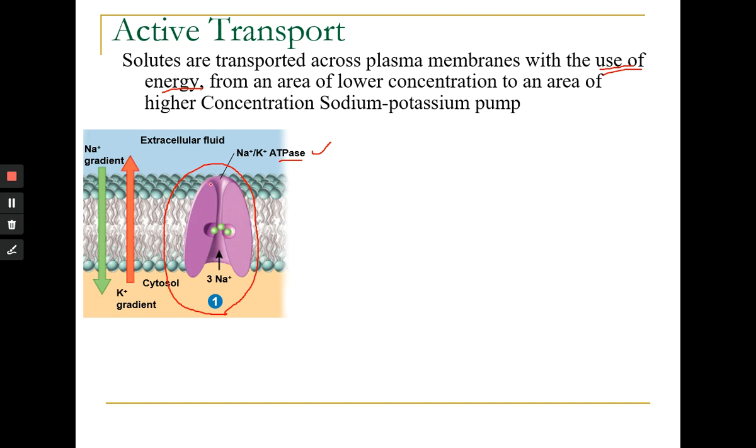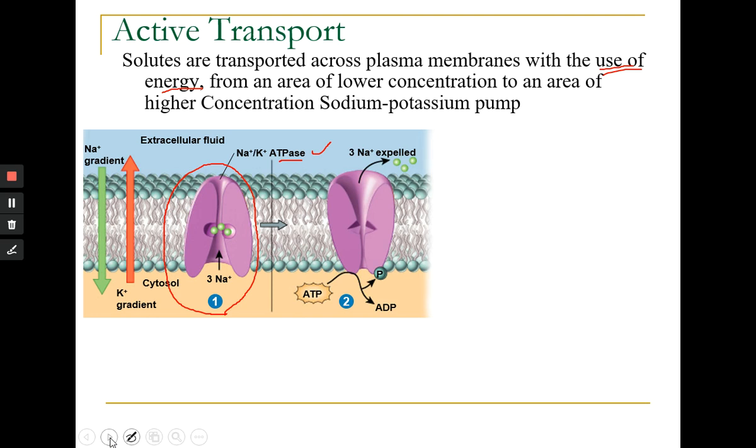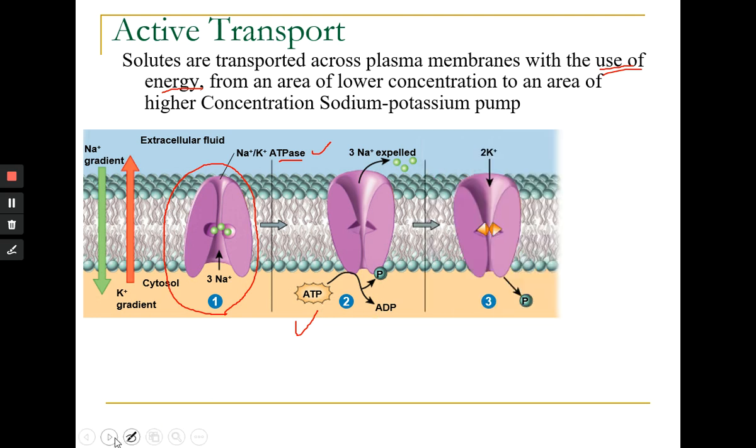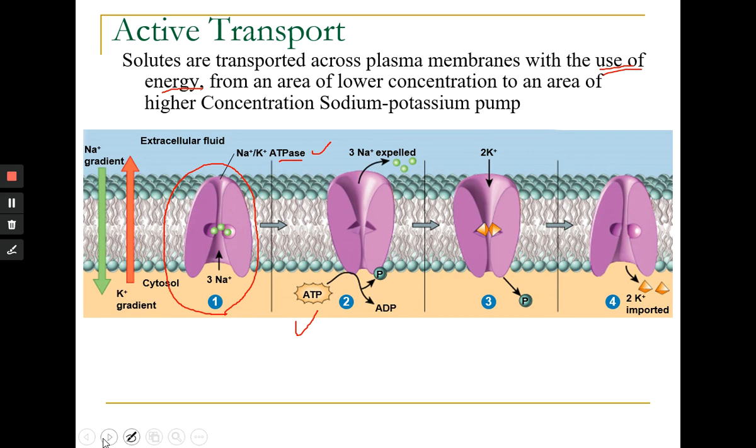This pump is a plasma cell membrane protein. Three sodium will be expelled, the ATP will be dissociated from ATP to ADP, giving a high energy phosphate. Then the potassium goes from outside to inside. Three sodium for two potassium. We pump three sodium outside in exchange for two potassium inside, and there is a difference in charge: three positive charges go outside in exchange for two positive charges. That's why we call it an electrogenic pump.